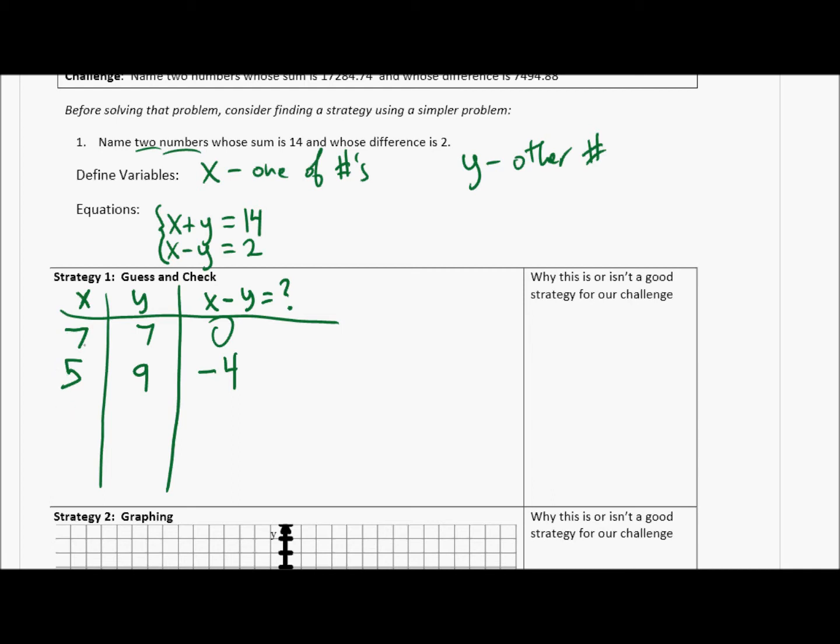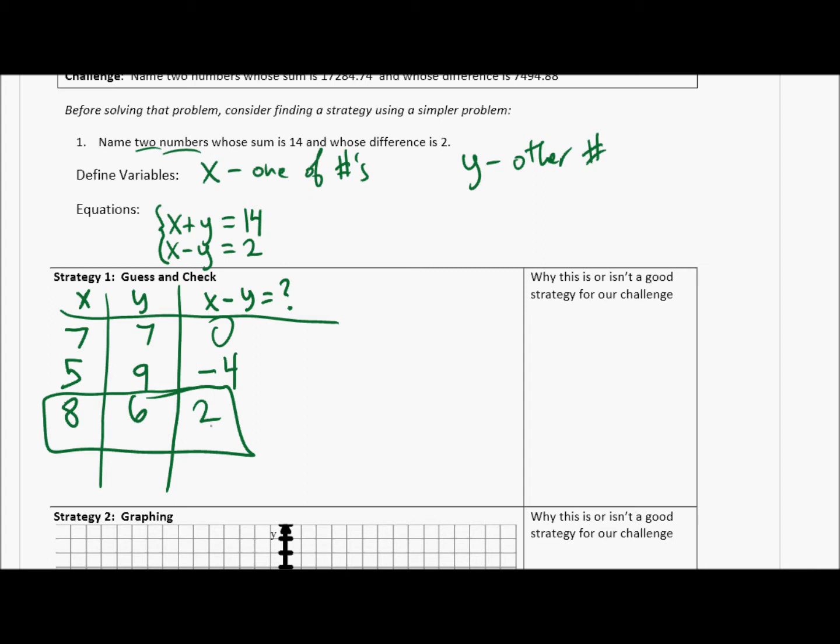So let's try a number bigger than 7, like 8. If 8 plus Y is 14, that means Y has to be 6. And if I do 8 minus 6, I get 2. And that is what I wanted to happen.